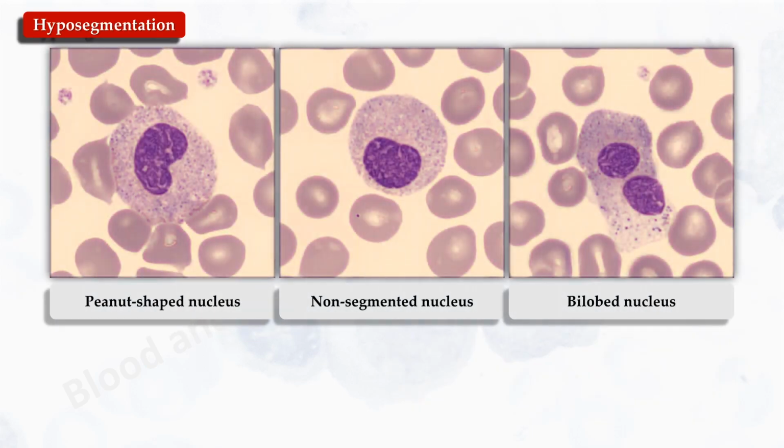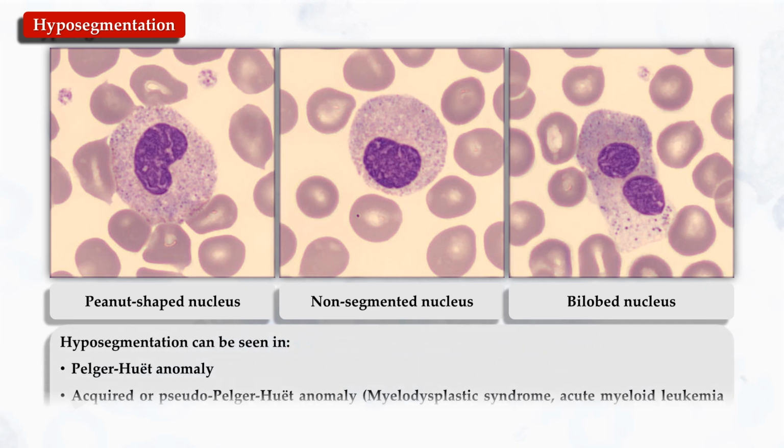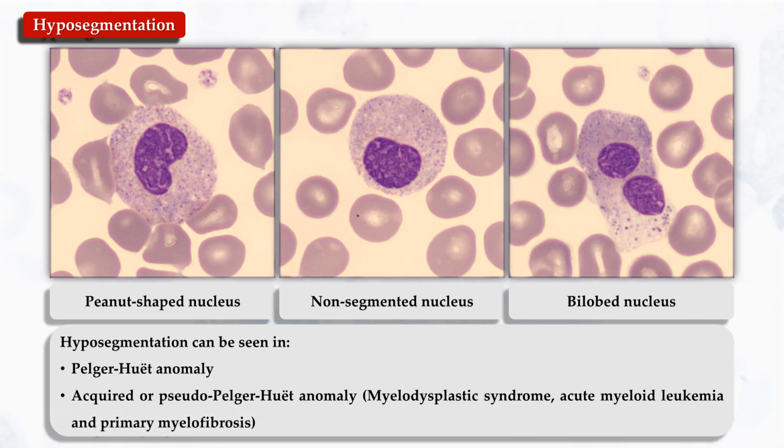Hyposegmentation is defined as peanut-shaped, non-segmented or bilobed nucleus with the coarse chromatin of a mature cell. Hyposegmentation can be seen in Pelger-Huët anomaly, acquired or pseudo-Pelger-Huët anomaly. The acquired Pelger-Huët anomaly is common in myelodysplastic syndrome, acute myeloid leukemia, and primary myelofibrosis.